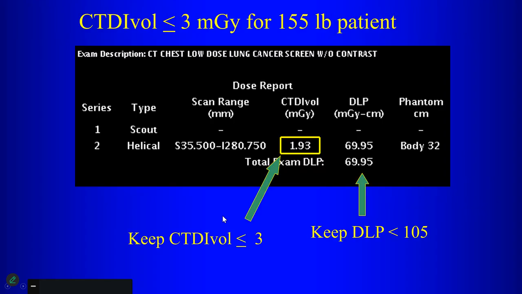So as far as the exposure, this is what we look at, the CTDI vol. You want to keep that less than or equal to 3. The DLP over here, you want to keep that less than 105. So for any facility, these are the benchmarks. Any facility doing lung cancer screening, these are the benchmarks for how you want to maintain the low radiation dose.